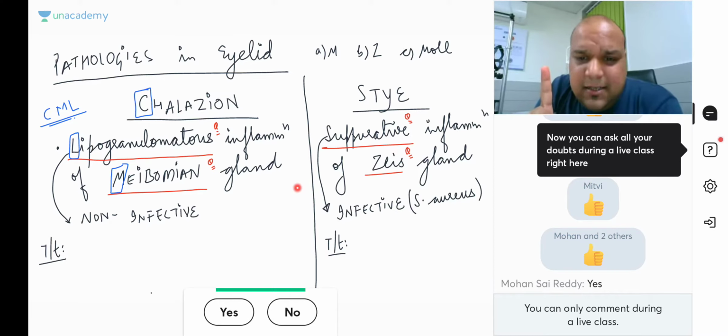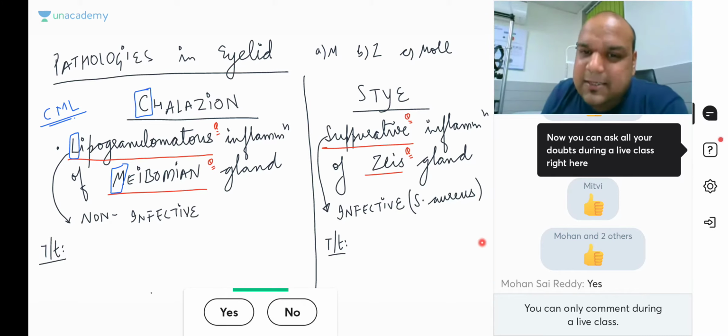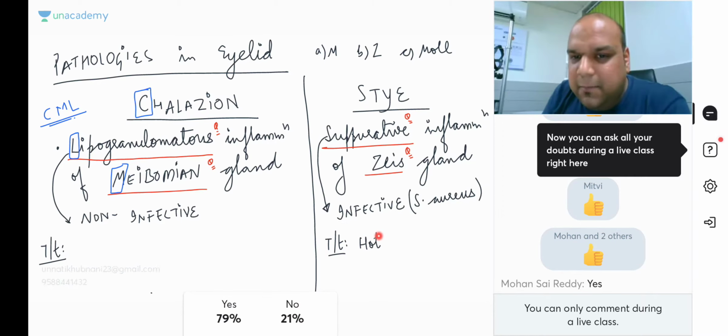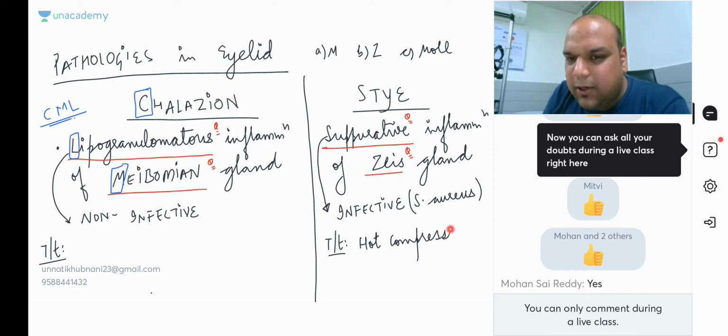Mohan Sai Reddy has written yes. 83% of you have said yes. 79% of you have now said yes. 21% have said no. Who is right? Let's go with the majority. No, guys, majority is wrong in this case. The antibiotics are not the first line treatment. The first line treatment is simply hot compression or hot compresses.